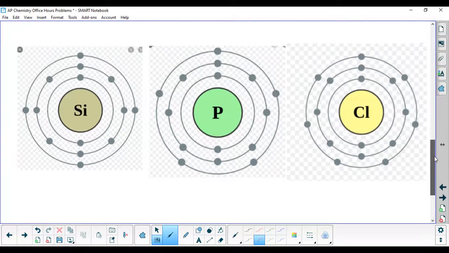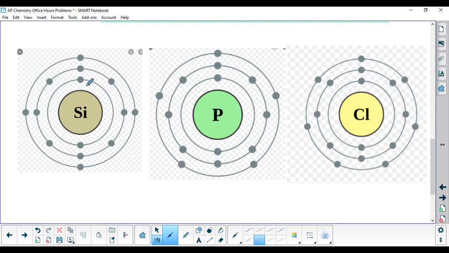So here are the structures for our atoms. Let's write this in each shell. Silicon has 2 electrons in that first shell. It has 8 electrons in the second shell. That's our 1s2, and this would be the 2s and 2p combined. The 2s holds 2 and the 2p holds 6, so we get 8 electrons. And then in that outermost shell, how many do we have? 1, 2, 3, 4. So this would be the 4 electrons in that third shell.